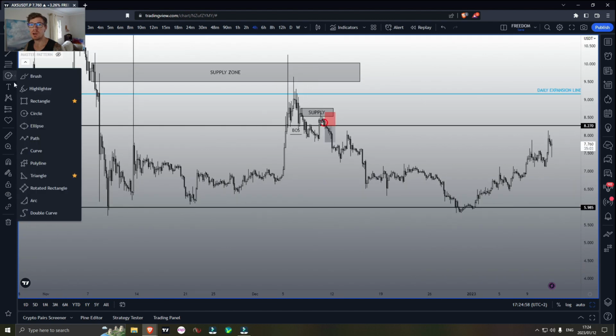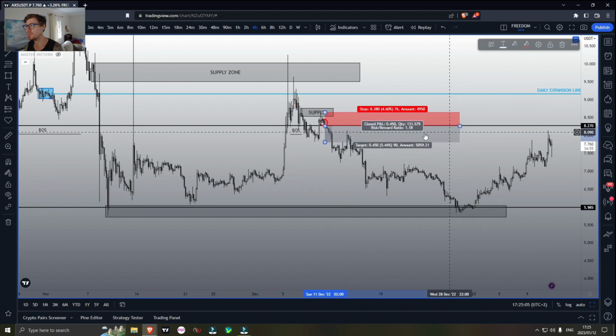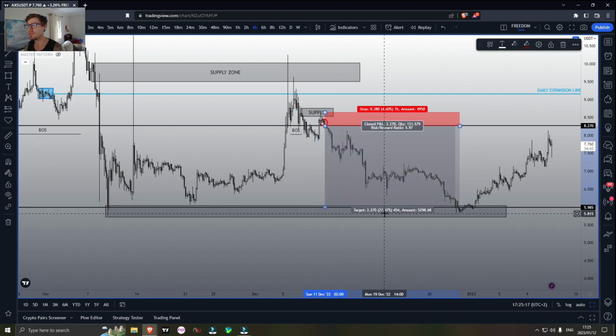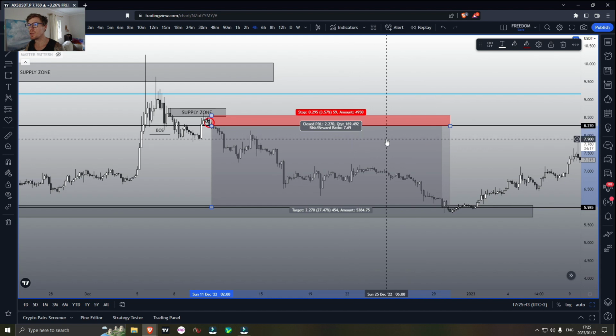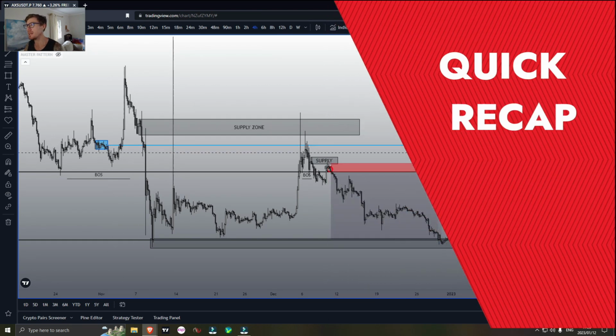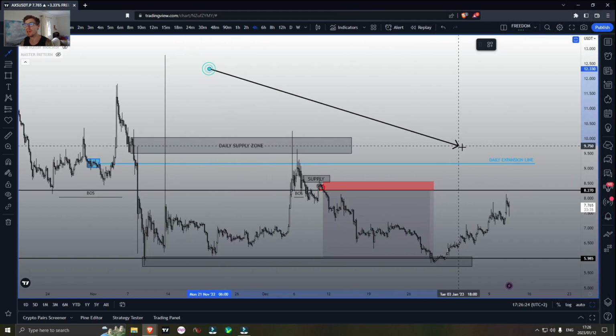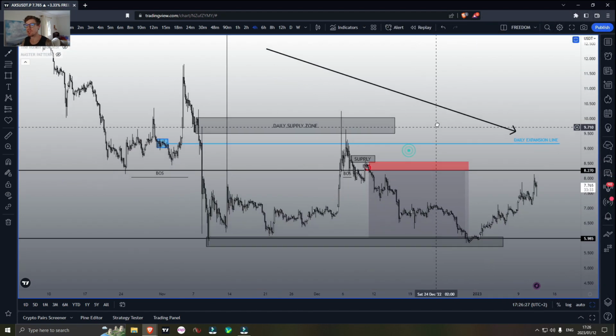My target was the low of the range over here by these wicks, and from entry to target, 27% with the risk to reward of 7.69 on this trade. So let me just break it down again. Marked out the daily expansion line over here. We got the daily supply zone, and I saw that it was on a downtrend.